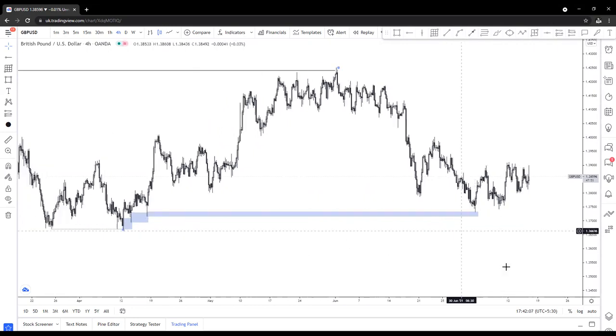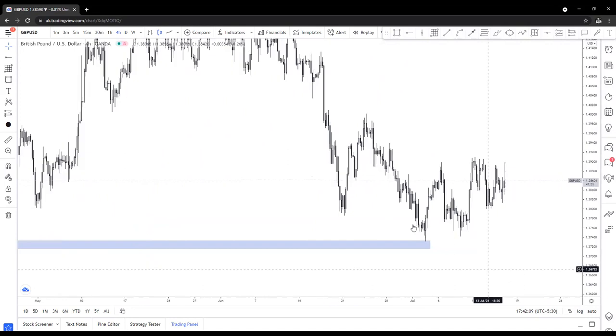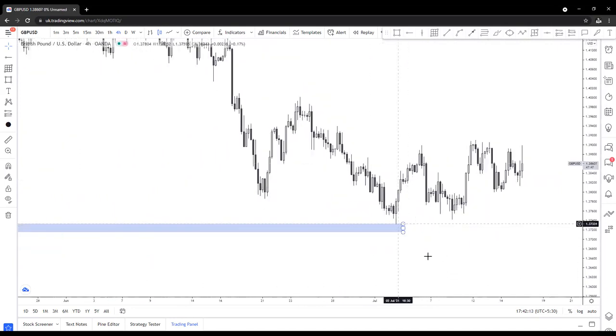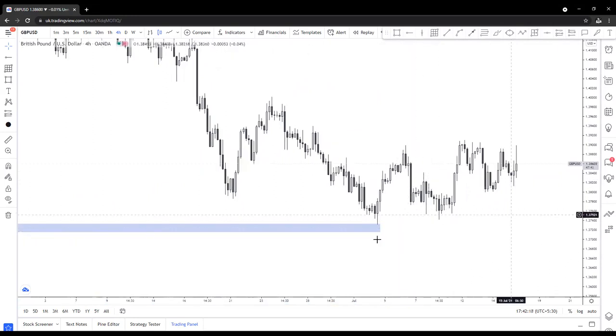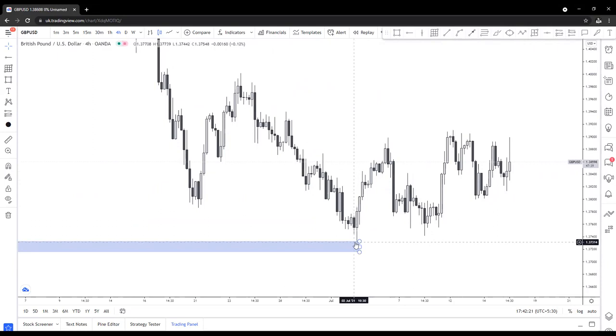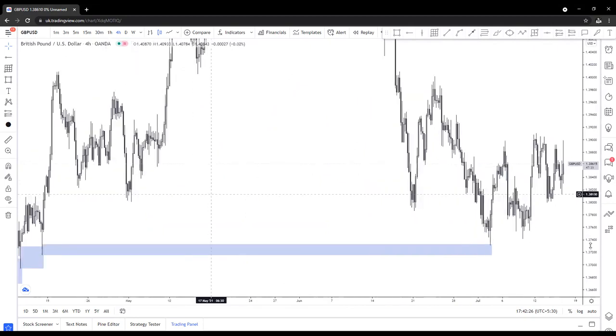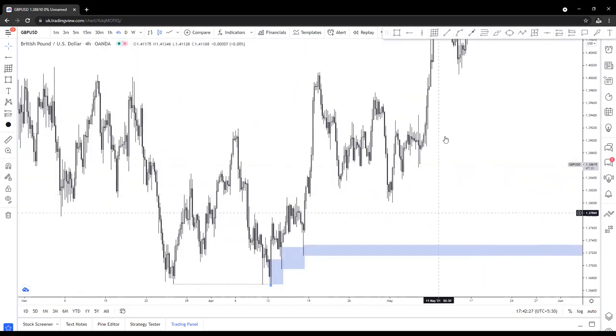I wanted to buy from here, but this happened with news. During news, spreads will widen up, so we cannot buy it from this low right here. So I bought it from here.